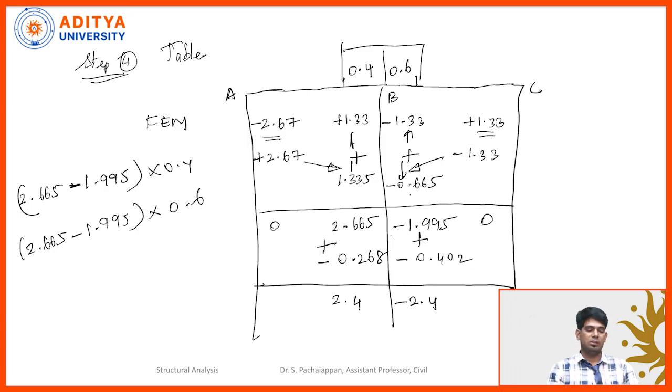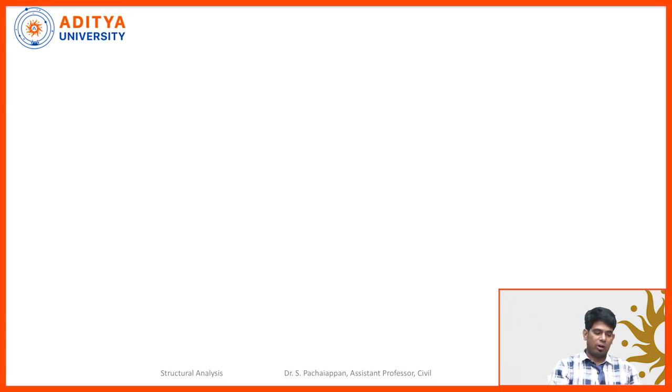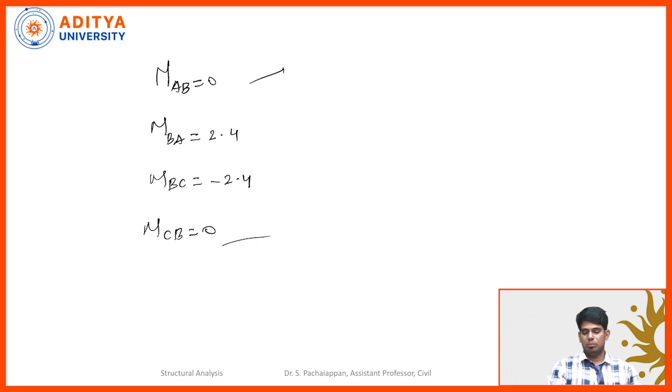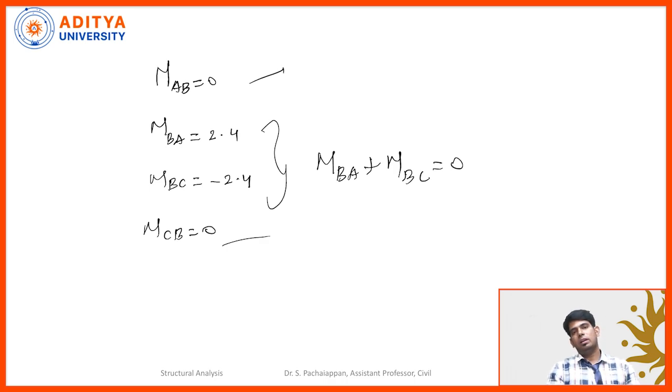So if you add these two moments, we will be getting the final moment. Now write the final moment. So MAB equal to 0, MBA equal to plus 2.4, MBC is equal to minus 2.4, MCB is equal to 0, because these two are 0 because of the simply supported condition. And if you put this, MBA plus MBC will be 0, equilibrium condition satisfied. So by using this moment, you can calculate the reaction forces and draw the shear force and bending moment diagram.